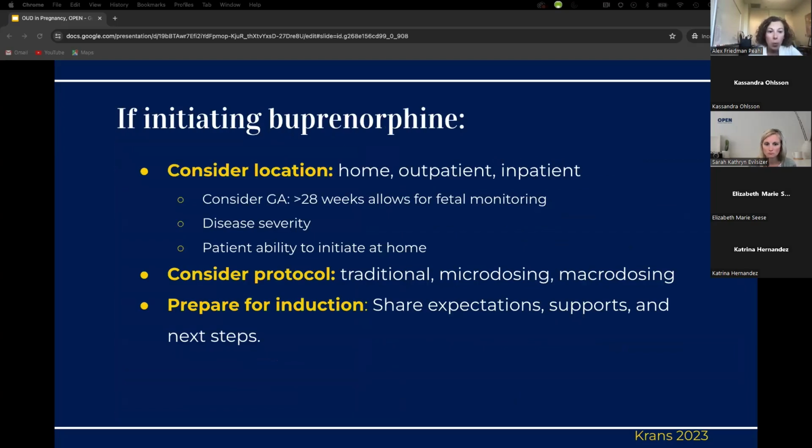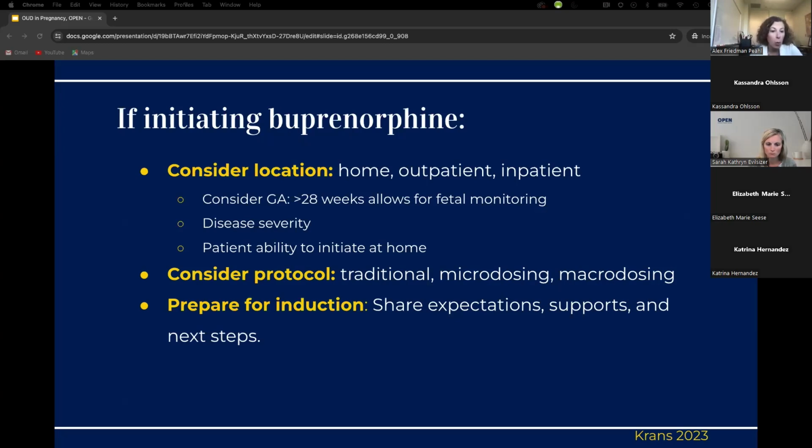If initiating buprenorphine, it's important to consider the location: home, outpatient, or inpatient. Things to keep in mind are the gestational age. It is our practice here at U of M that we bring patients inpatient if they are greater than 28 weeks, although that is not the case for all facilities, and home induction can be safe in the third trimester. Disease severity may need to be considered, and the support patients need in making that transition. And then finally, the patient's ability to initiate at home, including their stability of living situation.